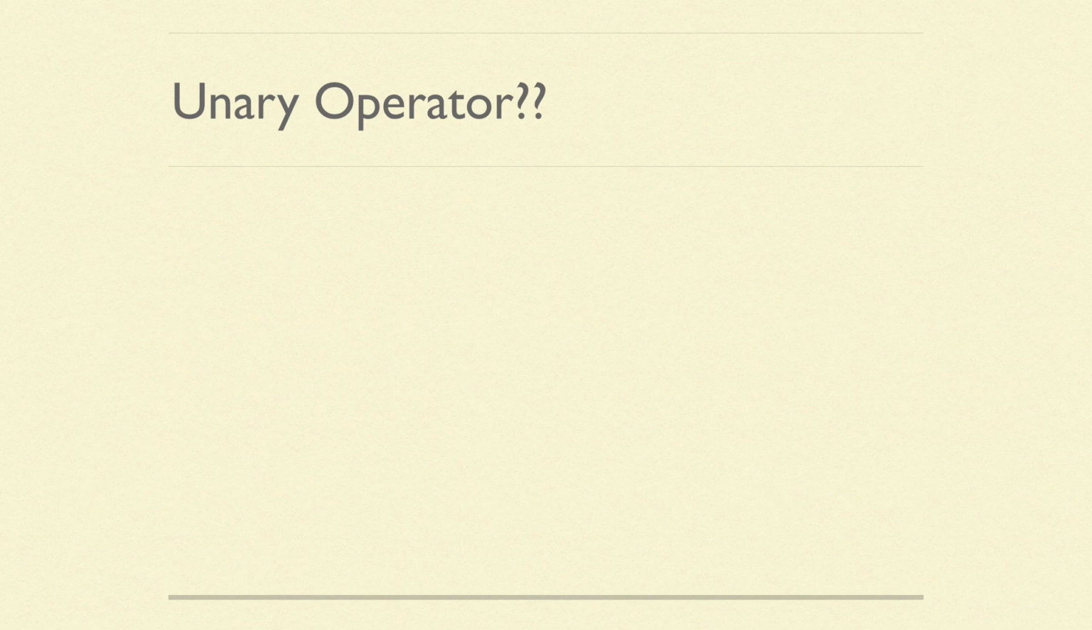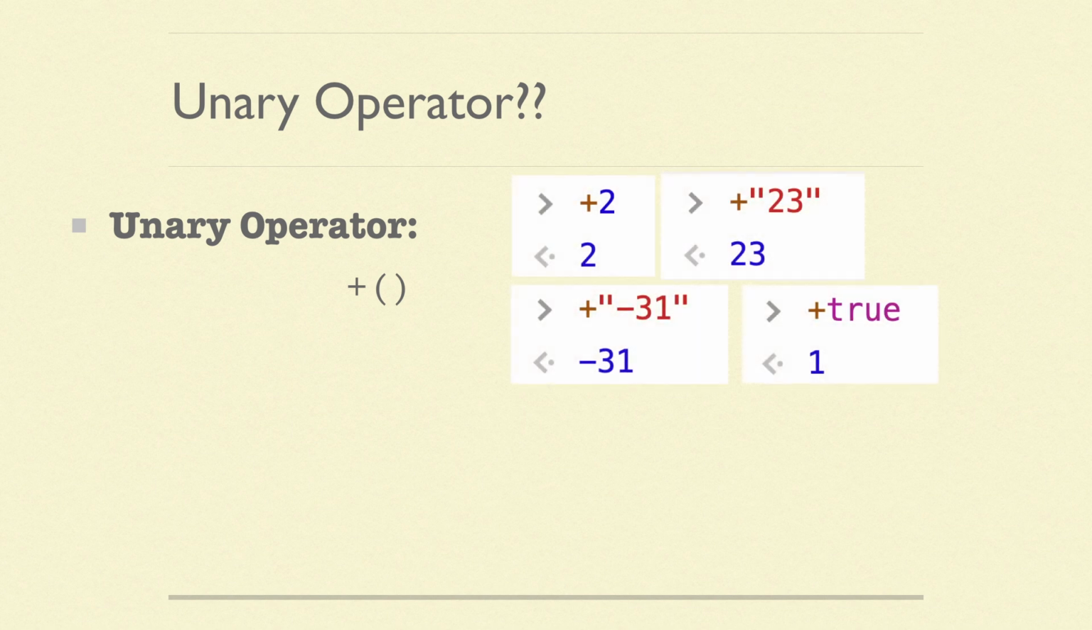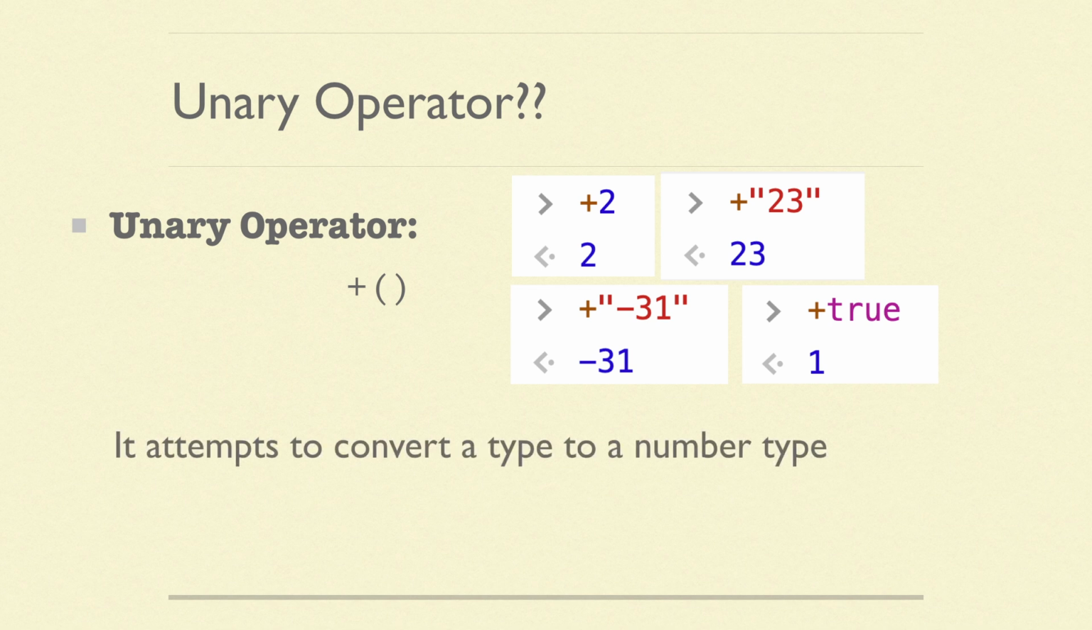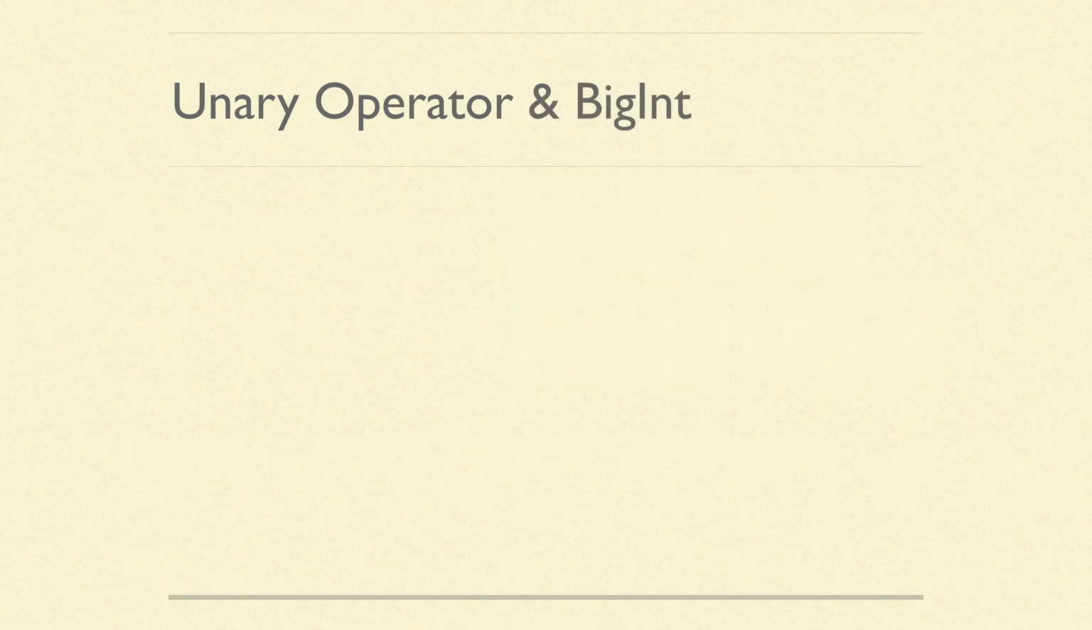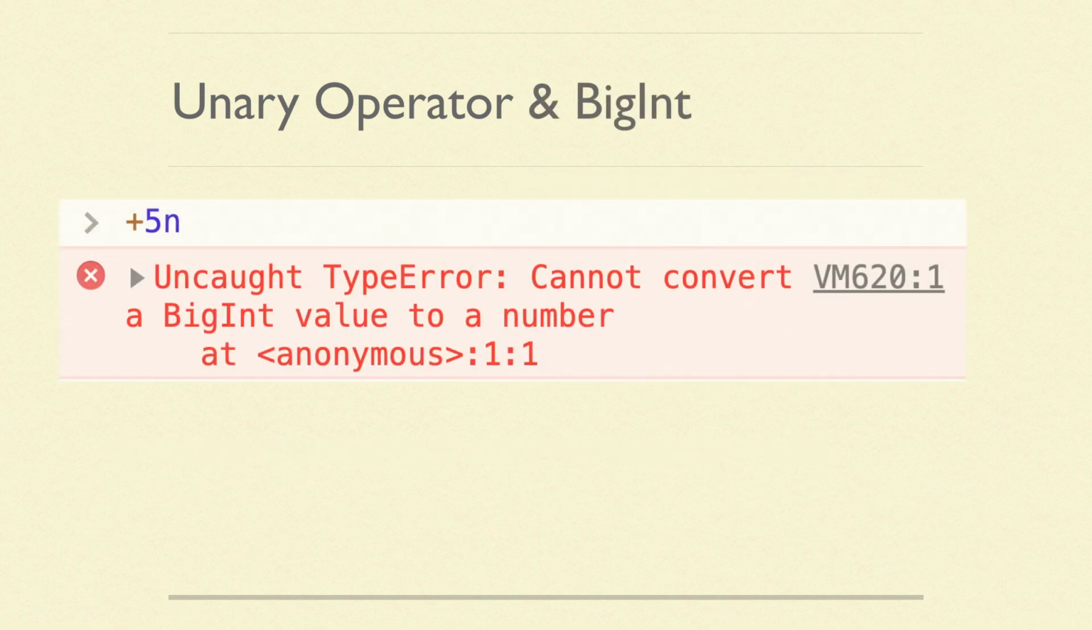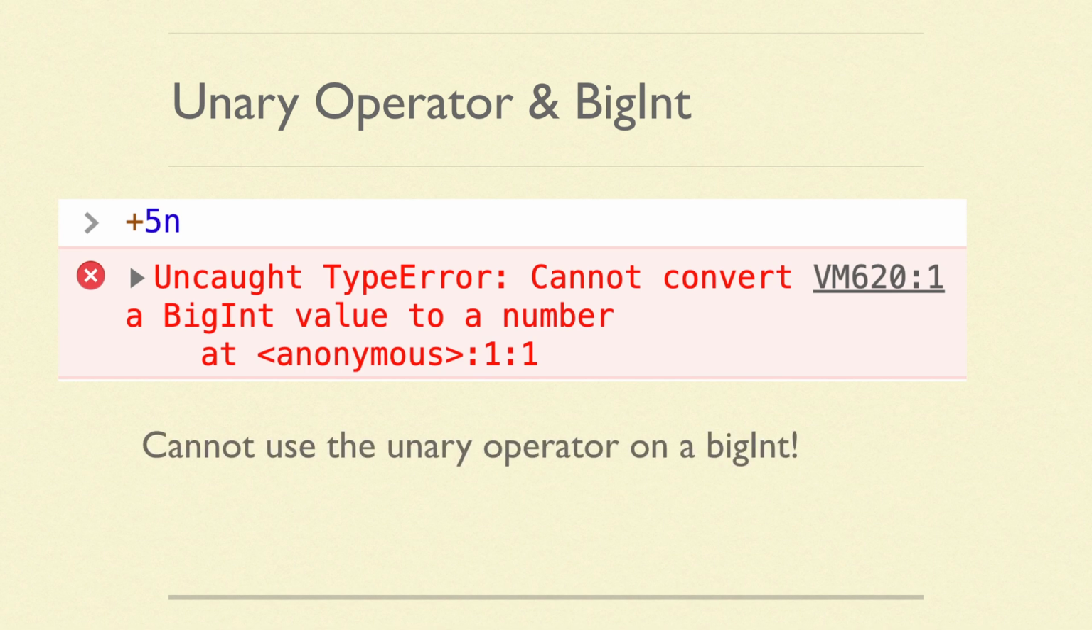One thing you cannot do, however, is to use what's called the unary plus operator on a BigInt. This operator is just a single plus sign in the beginning, and what it does is it tries to convert whatever follows the plus sign to a number type. So we can do something like this, plus and then the string 3.14, and then it will convert that string to a number 3.14. But using the unary operator on a BigInt will result in a type error that says that you cannot convert a BigInt value to a number.